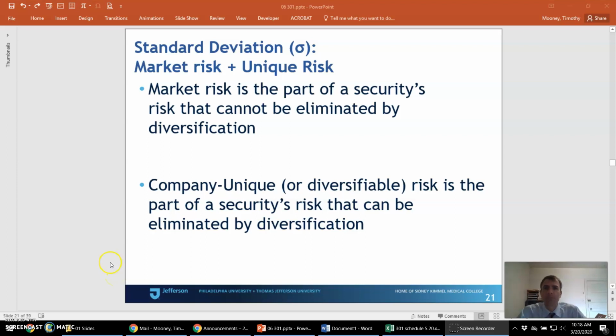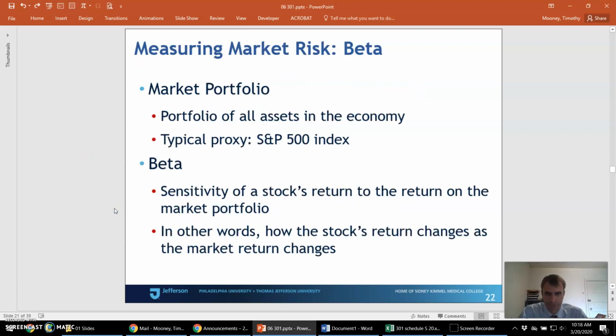To recap, we left off measuring risk with standard deviation, right? And we said that captured total risk, total variation in an investment's return. That includes market risk, right? Market-wide factors: recessions, changes in interest rates, inflation, pandemic. All firms are affected by these market-wide risks. And then it also included company-unique risk, right? CEO illness, things like that, company-specific risks that are eliminated through diversification. So we want a way to measure market risk because we can't eliminate it through diversification. So let's take a look at that.